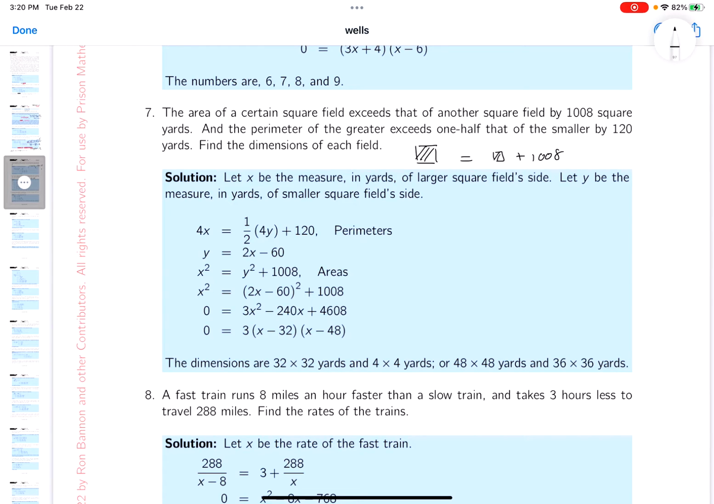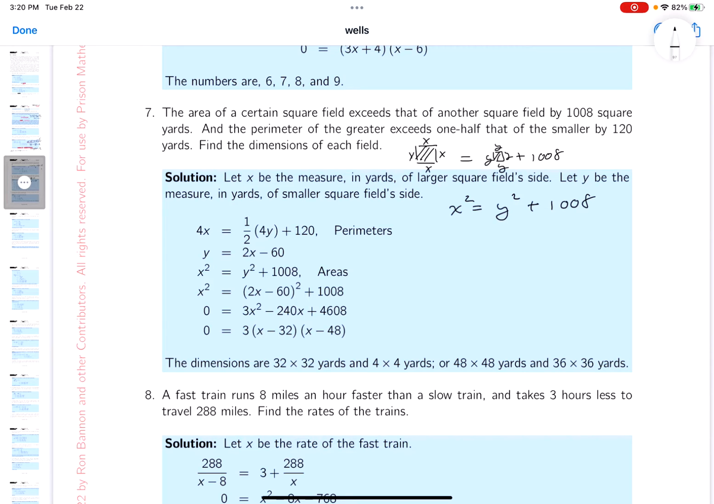Now they talk about perimeter, right? And the perimeter of the greater, well, you know what? I've got to write things down now. So this is an unknown square to me, and this side would be y. I'm going to write that equation down. X squared is equal to y squared plus 1,008. All right?